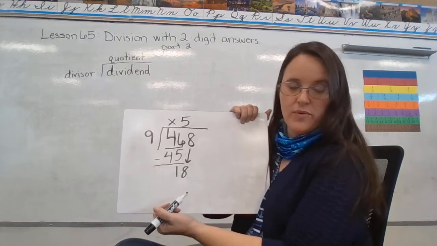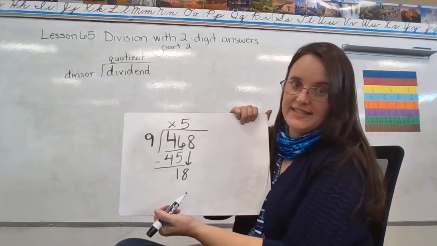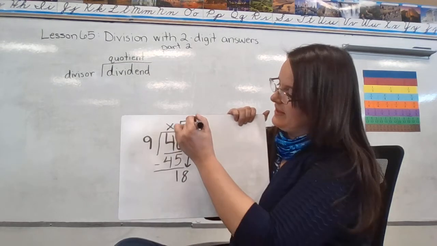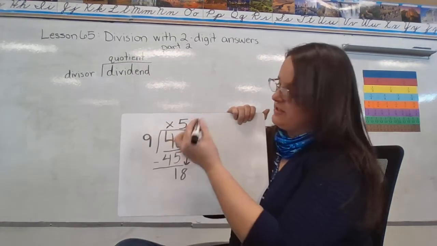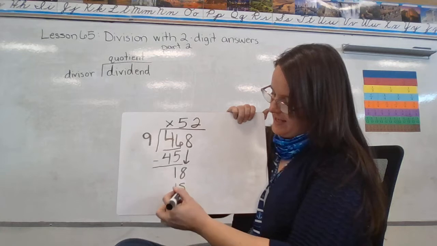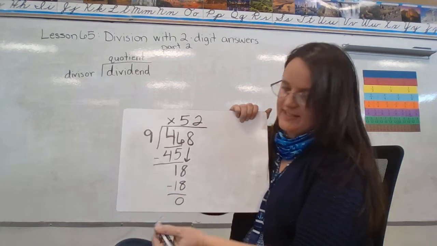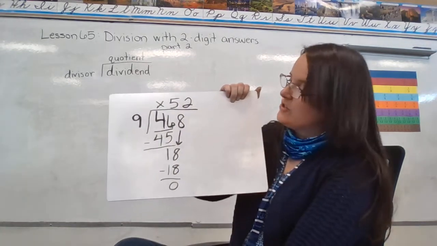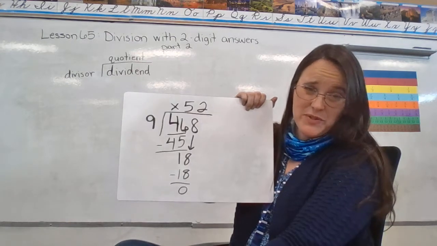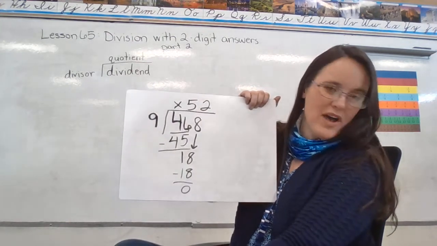Does 9 go into 18? Yes, it does. How many times? 2 times. 2 times 9 is 18. Subtract, and no remainder. So we got 52, but this was a word problem, so 52 what?